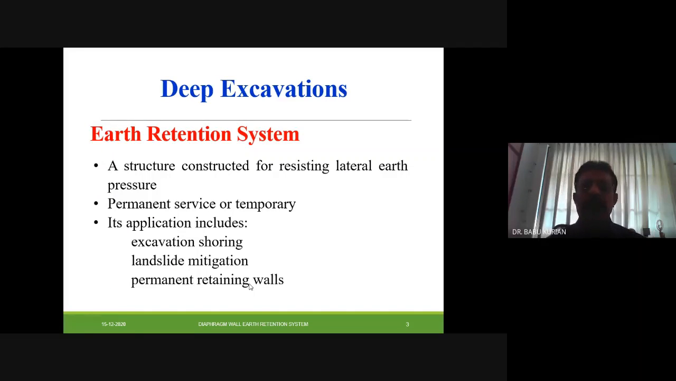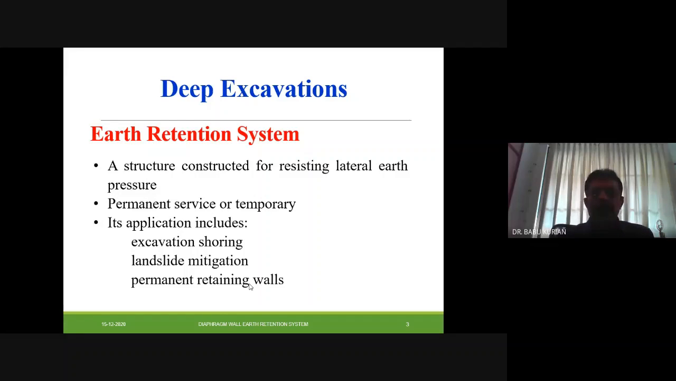Now, coming to the deep excavation, first of all, we can see what is an earth retention system. It is a system used for resisting lateral earth pressure, the lateral pressure from soil, and that is what is called an earth retention system. It need not be a permanent structure. It can be temporary also. If it is acting as a permanent structure, we can enclose an area and do some construction work in it. And if it is a temporary one, after our purpose, this system can be removed.